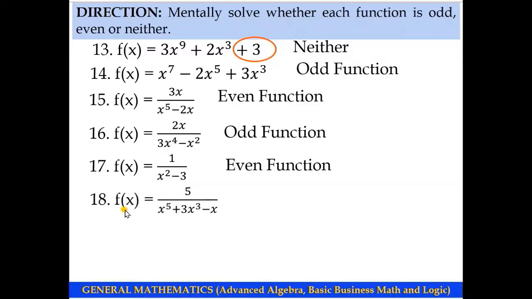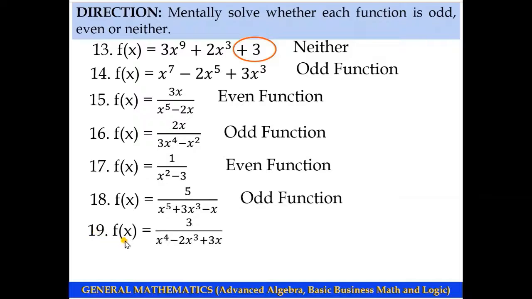Number 18. F of x is equal to 5 over x raised to 5 plus 3x cubed minus x. What we need to do here is to inspect the denominator because the denominator is containing 3 terms and each term contains the variable x. All the exponents of the variable are odd. They are 5, 3, and 1, and this is an odd function.